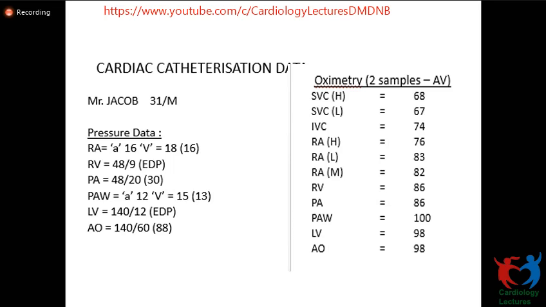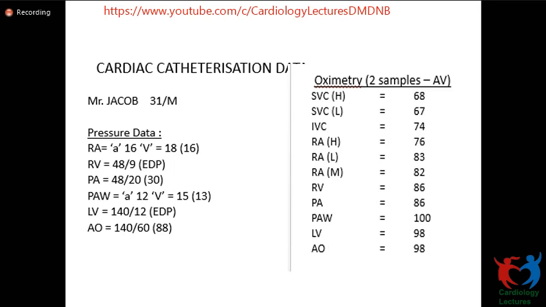SVC high is 68 and low is 67, and IVC is 74. So mixed venous is around 69.5. Take it as 69. All right. So 67, 68. Take it as 69. Very good. Then the RA is 76. So we have a step up in saturation of about 7% if we are taking the mixed venous oxygen.